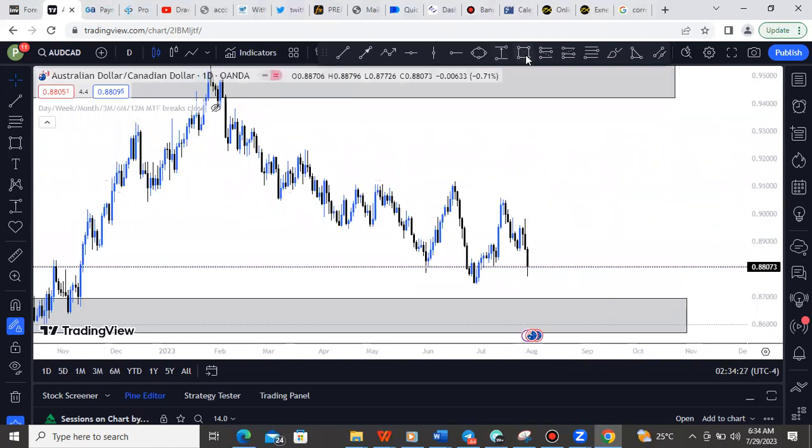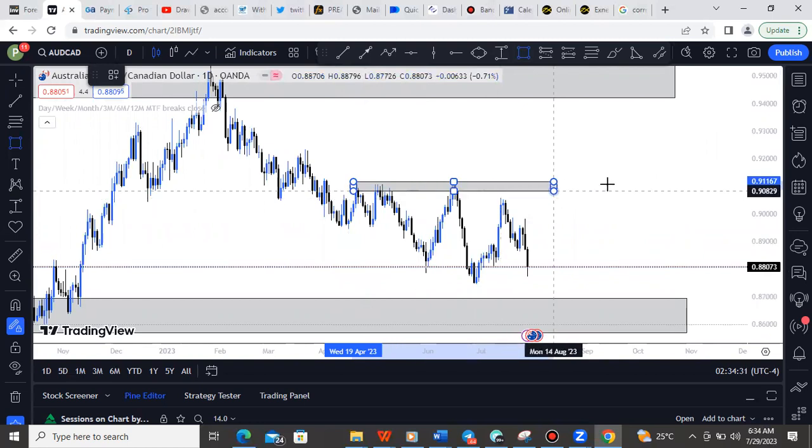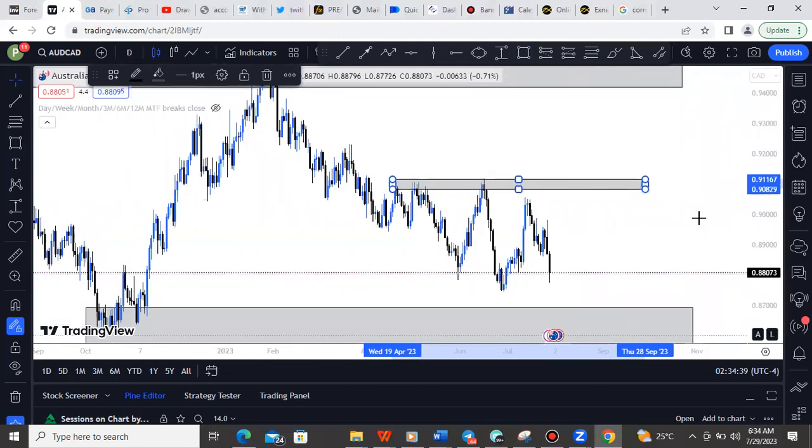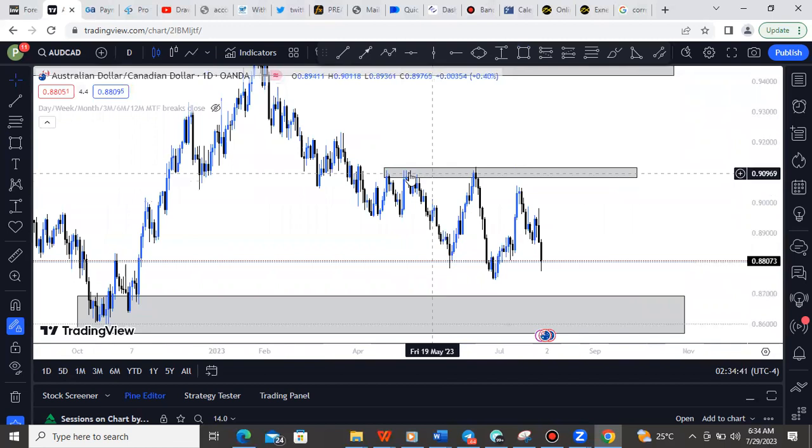So I can also see a zone over here, which was not so clear for me on the weekly time frame. Maybe it was hidden. So what did I see here before marking this zone?